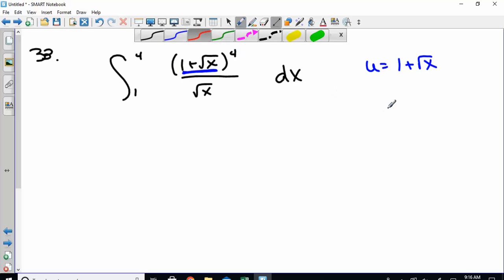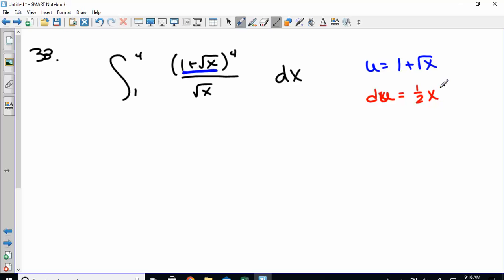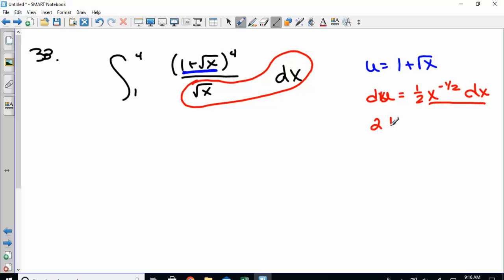So du, derivative of 1 is 0. Square root of x, that's x to the 1/2, so that'd be 1/2 x to the -1/2, and that gets a dx. The square root of x on the bottom, that's the same thing as x to the -1/2. So I want the -1/2 and my dx. I don't want this coefficient, so we can multiply by 2.